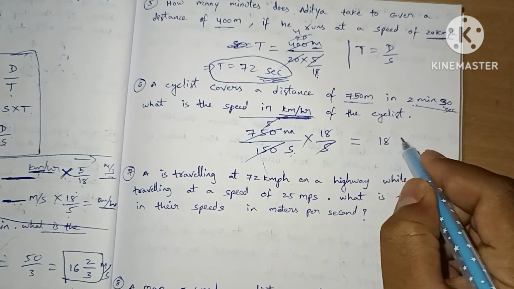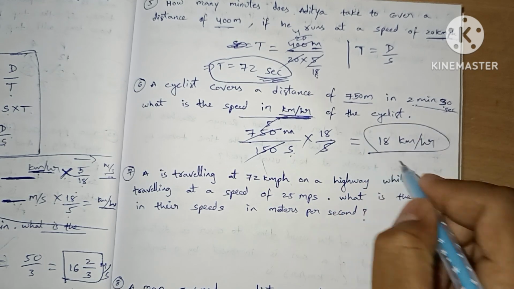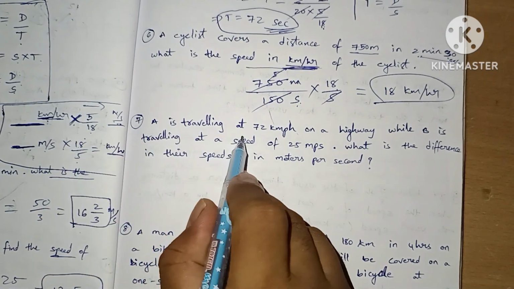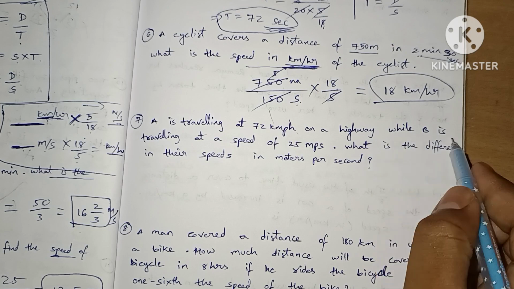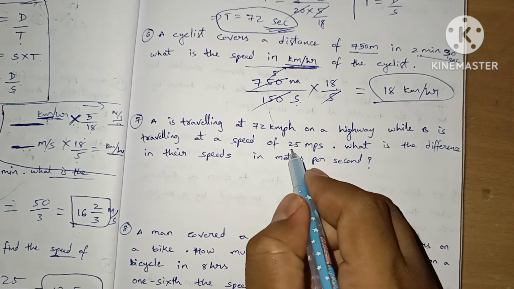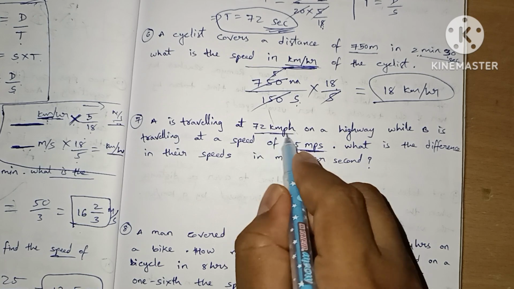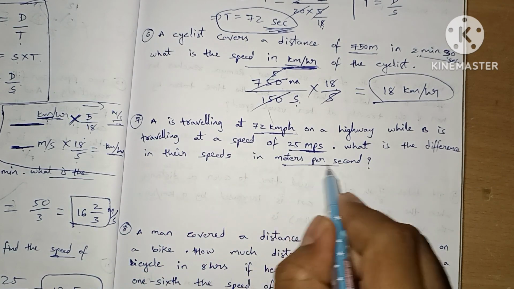Now we are left with 18 kilometers per hour. This is the answer. Next one. A is traveling at 72 kilometers per hour on a highway while B is traveling at a speed of 25 meters per second. This is in meters per second and this is in kilometers per hour. What is the difference in their speeds in meters per second?